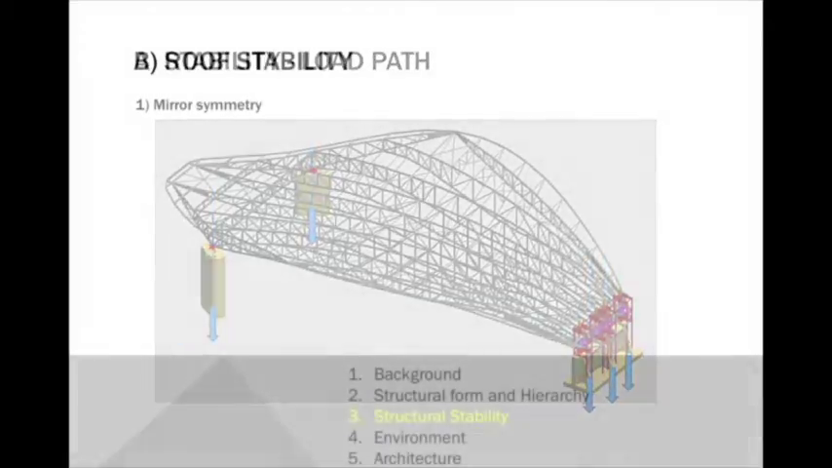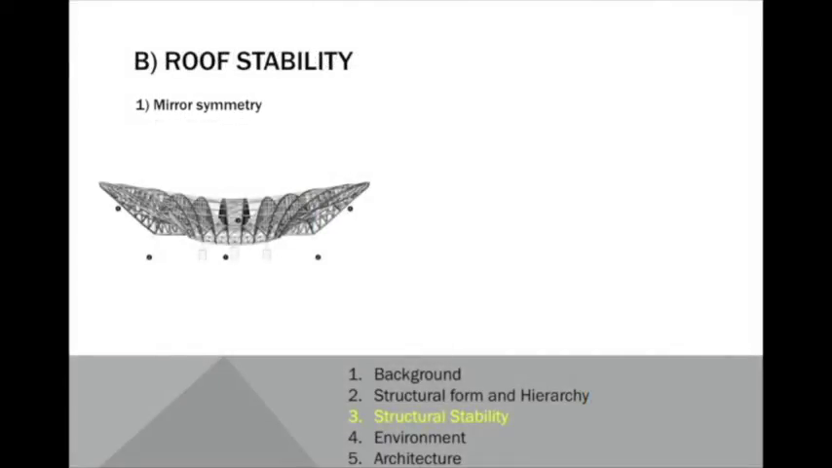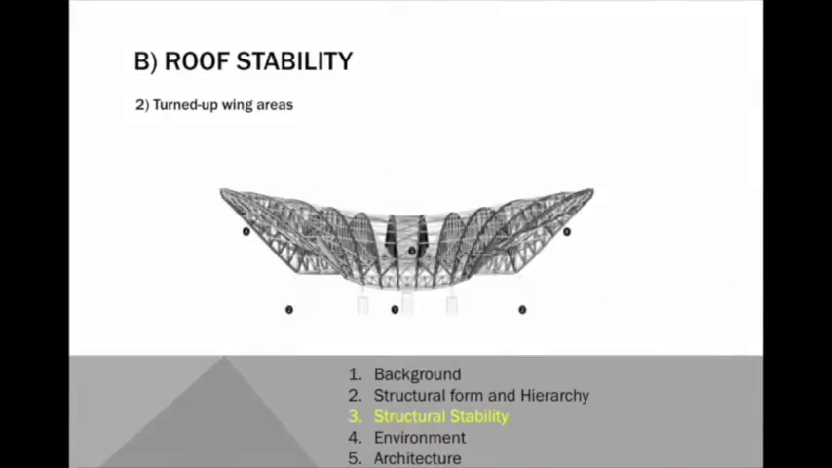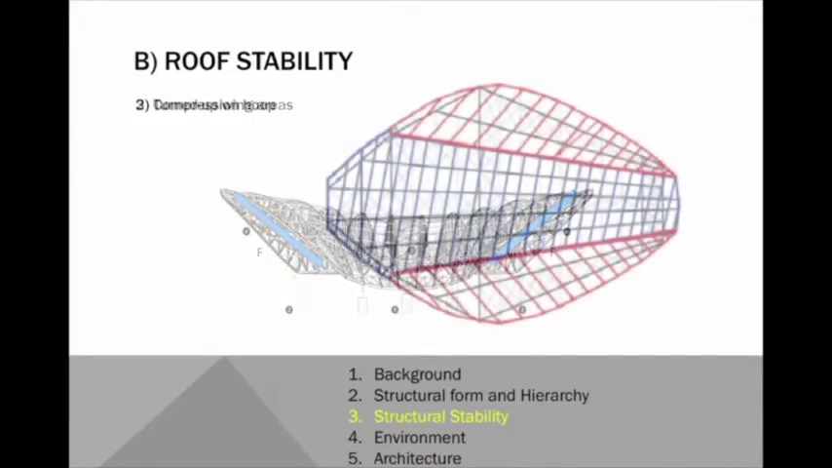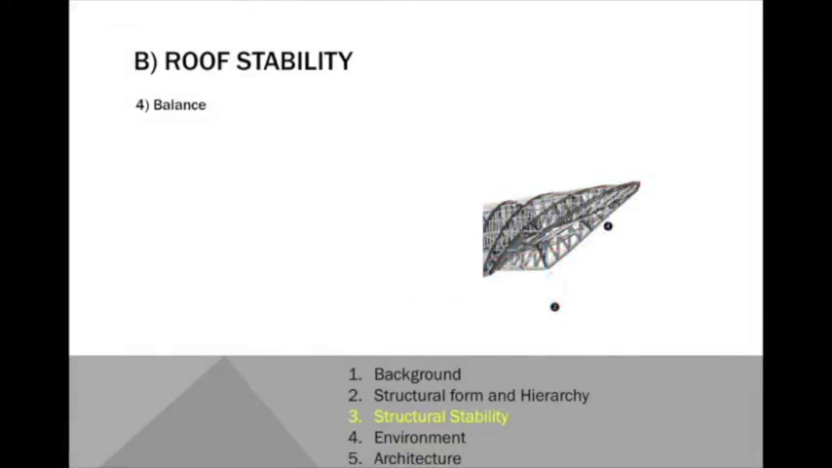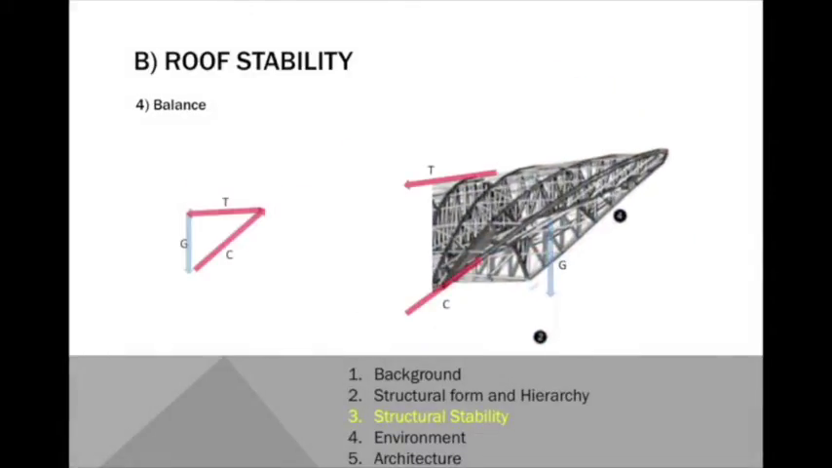Look at the superstructure. You can imagine an eagle. It has wings, the wing area of the roof, a body, the central area of the roof, and feet, the concrete supports. We can see that it's symmetrical, thus the center of gravity is on the central axis of itself. The building has two turn-up wing areas on both sides, which cause compression to the central area due to gravity. A compression hoop is formed around the central area. Designers have to use cross ties, which can carry tension to balance the structure.